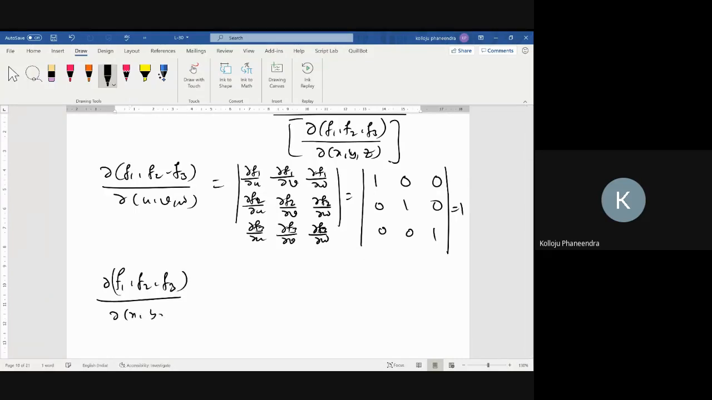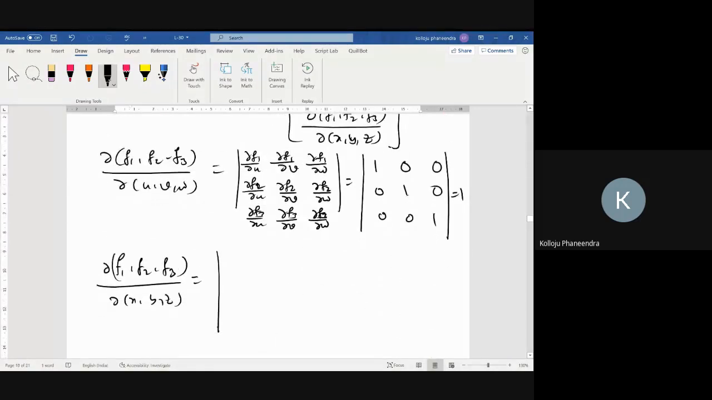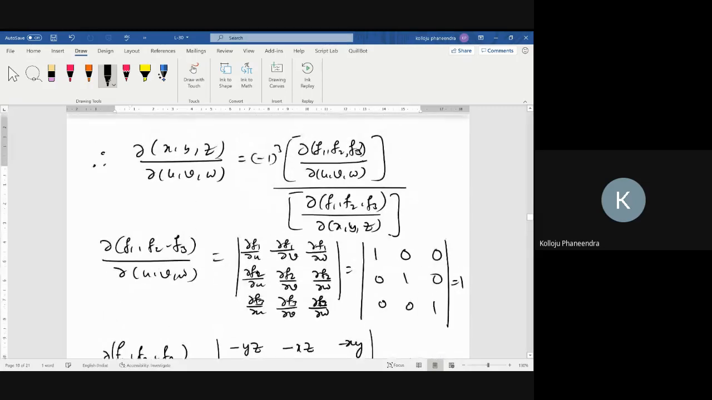Next, ∂(f1, f2, f3) with respect to x, y, z. I will write directly. ∂f1 by ∂x means minus yz, ∂f1 by ∂y is minus xz, and minus xy. Similarly, minus 2x, minus 2y, minus 2z, and minus 1, minus 1, minus 1. So finally you will get 2 times (x minus y)(y minus z)(z minus x). Therefore, take this as the denominator.